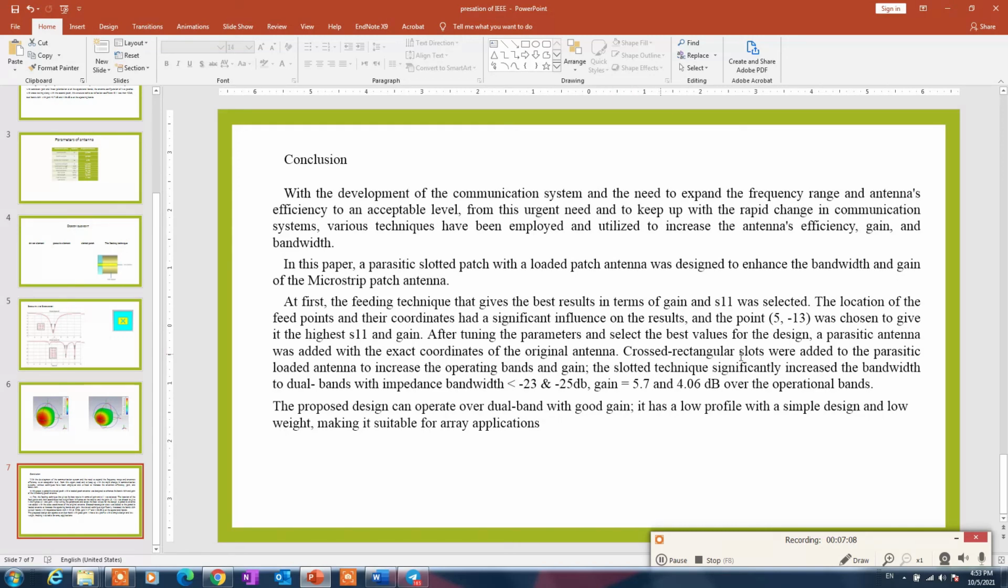Crossed rectangular slots were added to the parasitic floated antenna to increase the operating bands and gain. The slotted technique significantly increased the bandwidth to dual bands with impedance bandwidth less than -23 and -25, and gain equal to 5.7 and 4.06 over the operational bands. The proposed design can operate over dual band with good gain. It has a low profile with a simple design and low weight, making it suitable for array applications.